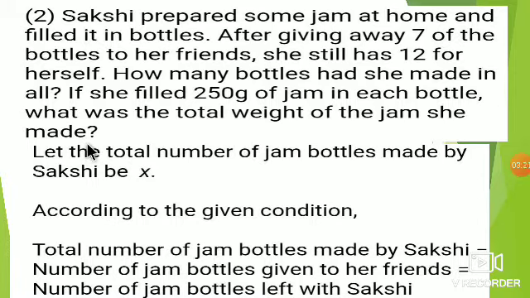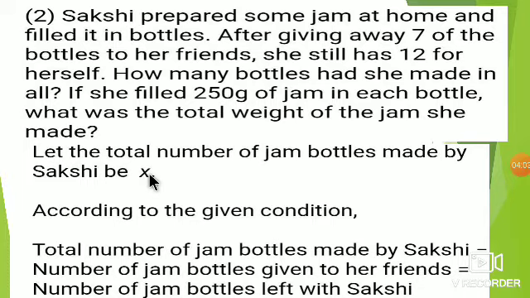Here, two questions are asked. What was the total weight of the jam? What we have to find out is the total weight of the jam. And second question, how many bottles had she made? So the number of bottles and the total weight of the jam we have to find out here. Now what we have to consider? Let the total number of jam bottles made by Sakshi be x, because we don't know how many bottles she had made. So we will consider it as x.